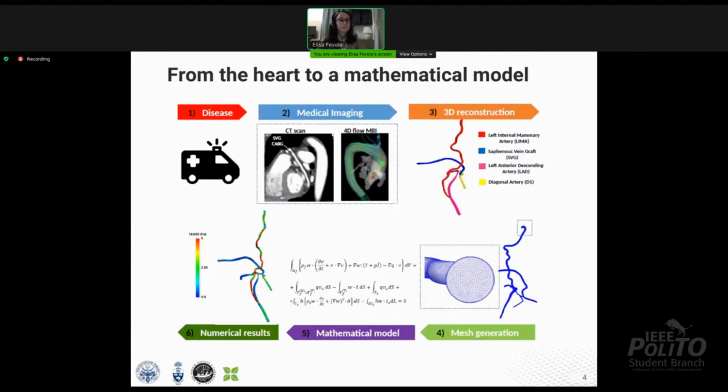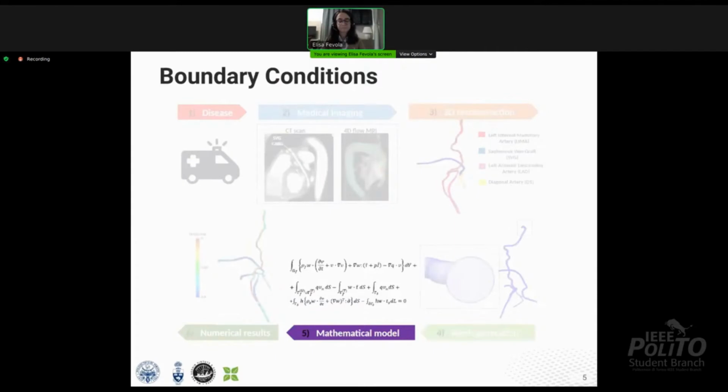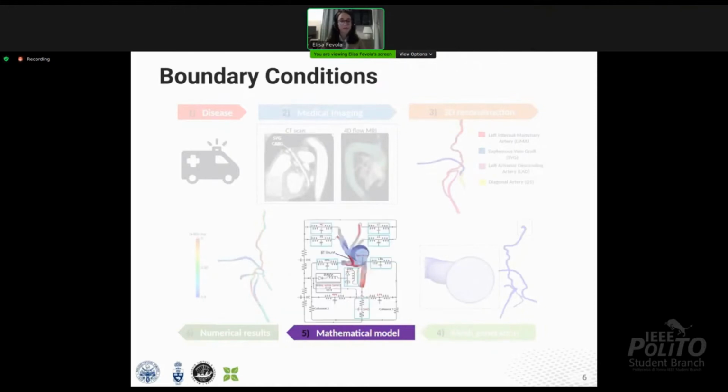So this is the state-of-the-art pipeline, but there are still some steps here that need further investigation, that need further research. One of these is in the mathematical model phase. In fact, when we set a mathematical model, we have to choose what are called boundary conditions. It's in this step that we can take inspiration and help from circuit modeling to model what is happening outside our 3D model, our 3D domain.